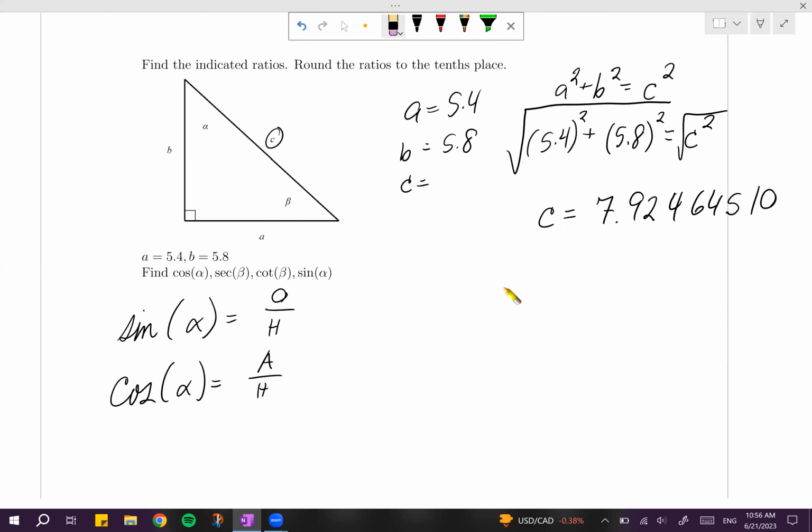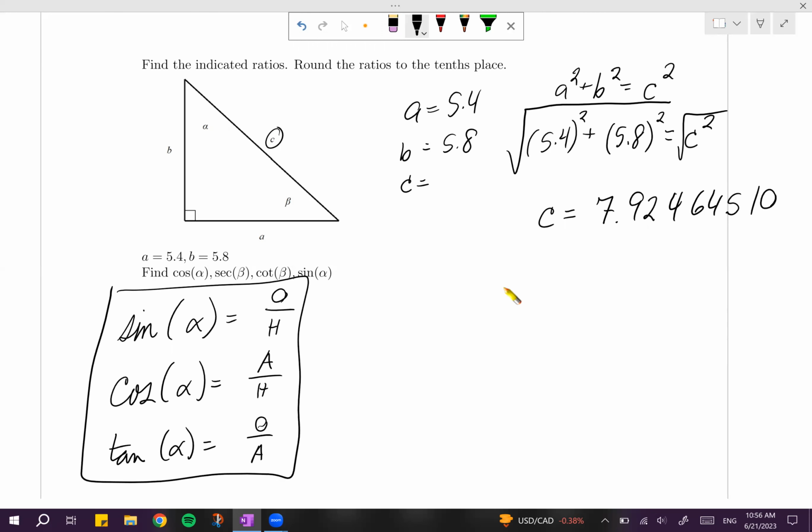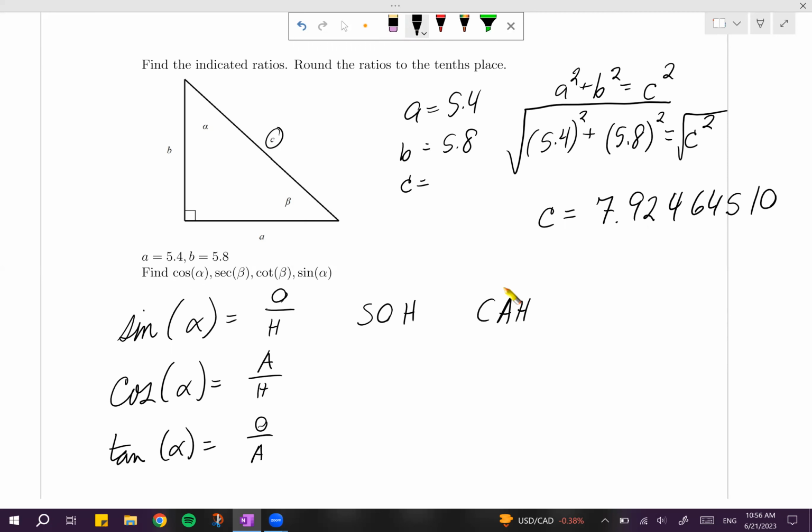All right. Tangent of alpha is opposite over adjacent. So there's a little mnemonic to help memorize these. These are the most important to remember because the others are just flip-flopped. So, SOHCAHTOA. You'll hear this a lot. Sine is opposite over hypotenuse. Cosine is adjacent over hypotenuse. And tangent is opposite over adjacent.